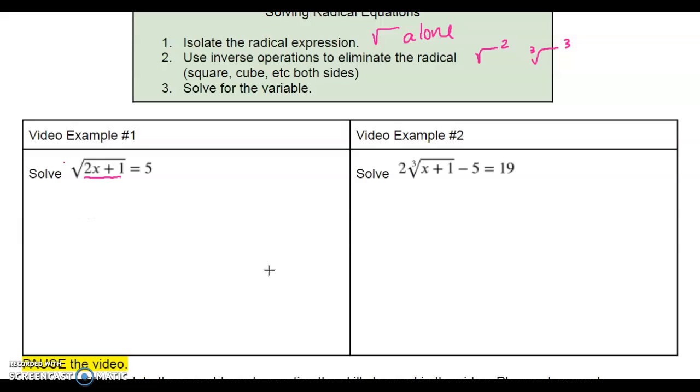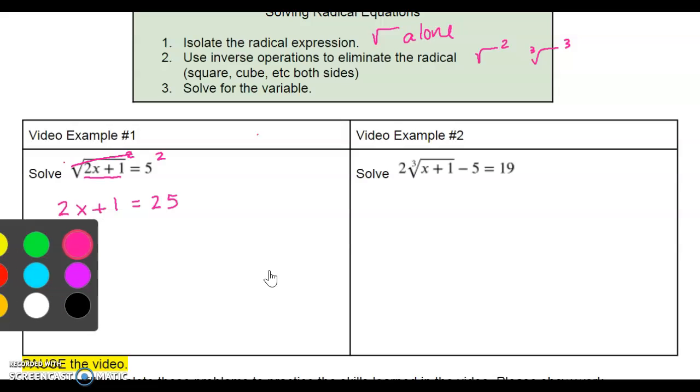Since this is a square root, we're going to square both sides. So that's an exponent of 2. What happens is the square root and the square cancel. So you're just left with whatever is inside. And then you're going to do the right side. Well, 5 squared means 5 times 5, which is 25.